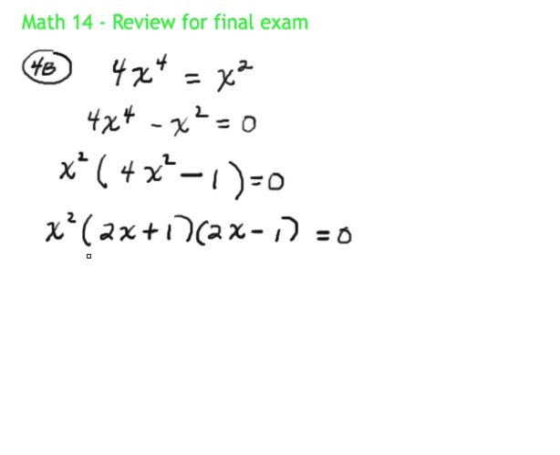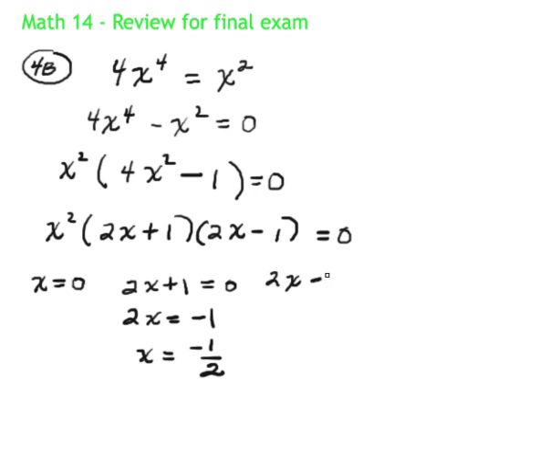All right, let's set each factor equal to 0 to get our solution. So here we have x squared equal to 0, and when we solve that we get x equals 0. 2x plus 1 equal to 0, that's 2x is equal to minus 1, or x is equal to minus 1/2. And we have 2x minus 1 equal to 0, so that's 2x is equal to 1, or x is equal to 1/2. And those are our three solutions.